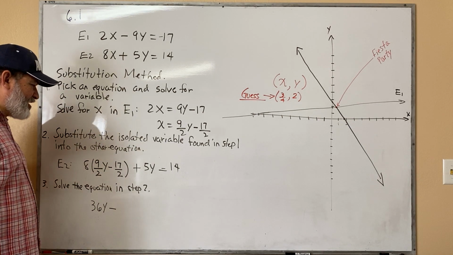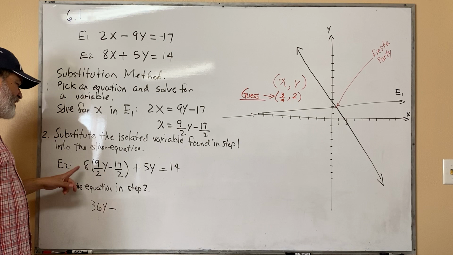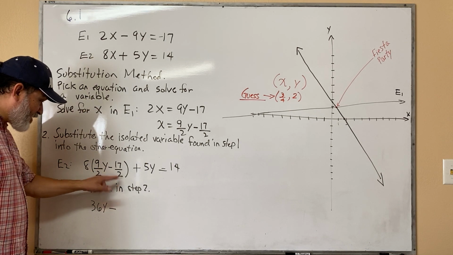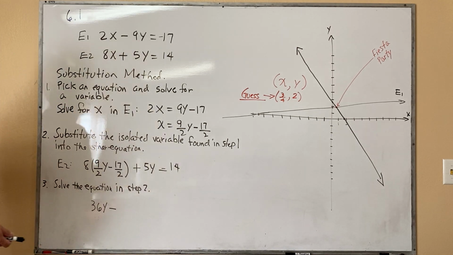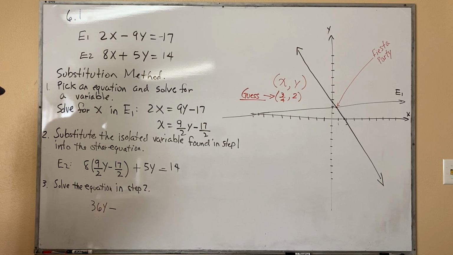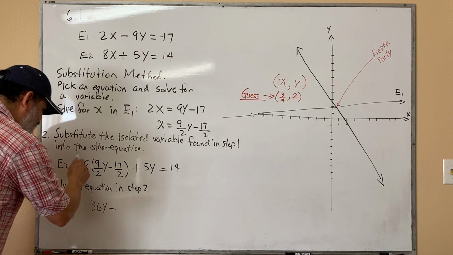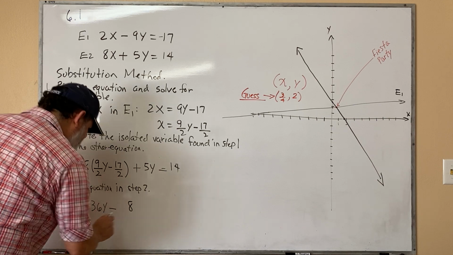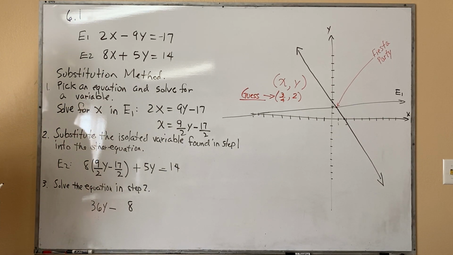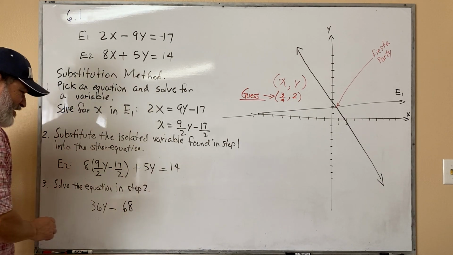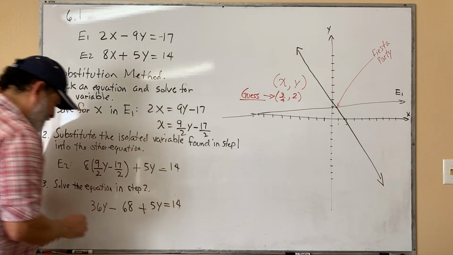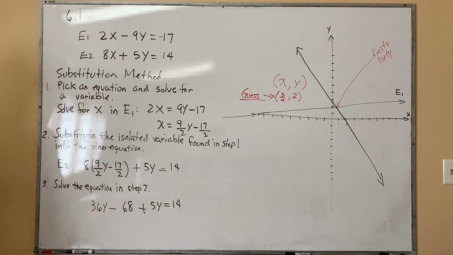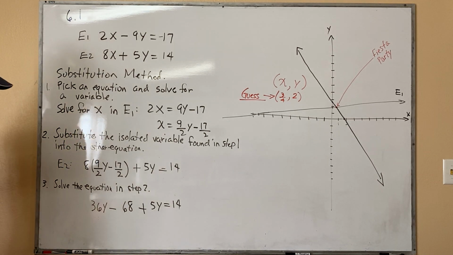8 times 17. I'm not even going to multiply that. 8 is divisible by 2, so 2 goes into 8 4 times. And what is 4 times 17? 4 times 7 is 28. Take 2. 4 times 1 is 4 plus 2, 6. Plus 5y equals 14. Okay.